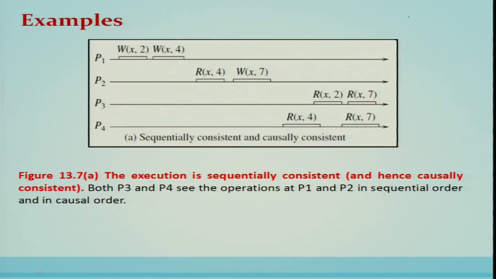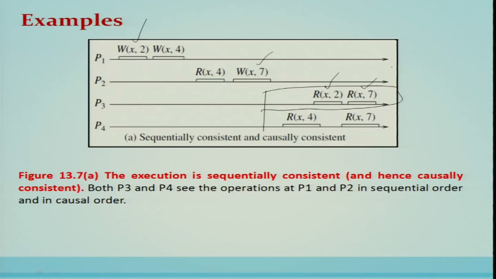So here we can see that in this example, the execution is sequentially consistent, hence it is causally consistent. Why? Because causal consistency is weaker than sequential consistency. Here in this example, you see both P3 and P4 see the operations at P1 and P2 in a sequential order, hence in the causal order. The operations at P3 and P4 are basically the read operations of value x. Here by P3, x value is written 2, which is available over here. Similarly, x is written 7, and this particular order is followed.